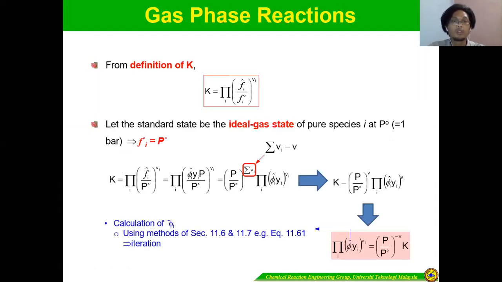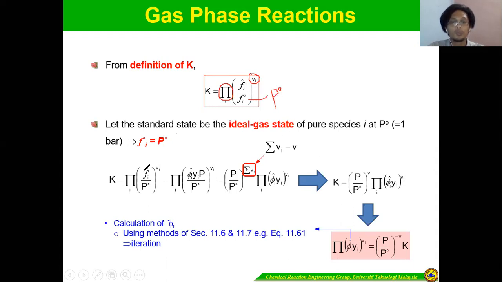From the definition of K, K is equal to the product over the species. Later I will show you, because this relates to the products as well as the reactants. Fi divided by Fi naught, to the power of nu i, which is the stoichiometry. Let the standard state be the ideal gas state of the pure species at 1 bar. Fi naught will be P naught.